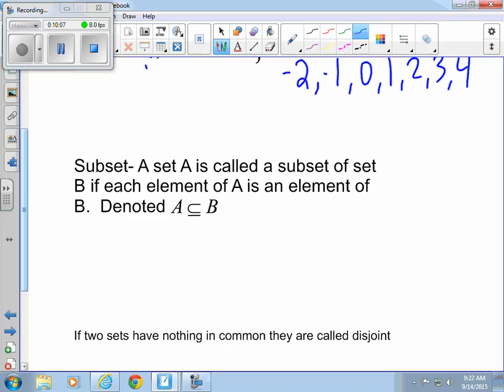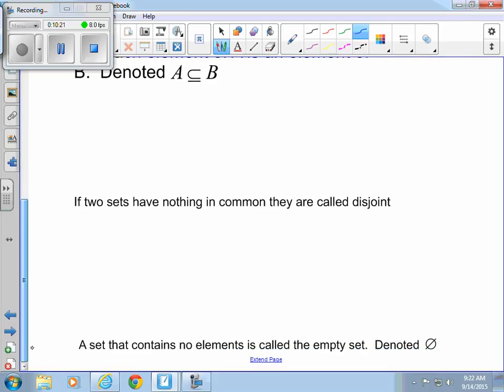Two sets that have nothing in common are called disjoint. So two sets that have nothing in common are called disjoint. Some words that you might need to know.